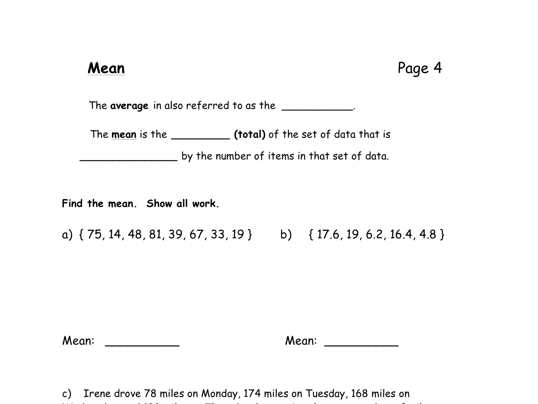Please make sure you're on page 4, and today we're going to discuss the mean. The average is also referred to as the mean. The mean is the sum, or total, of the set of data that is divided by the number of items in that set of data.